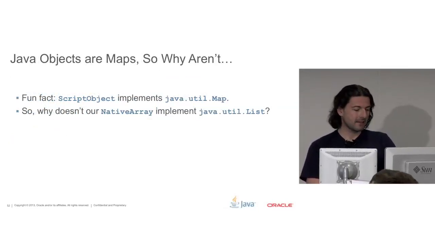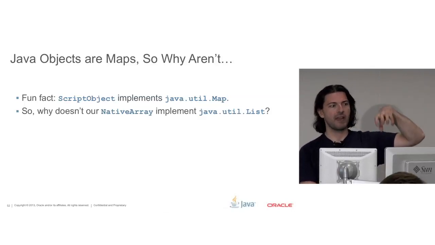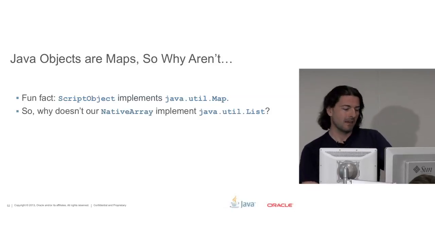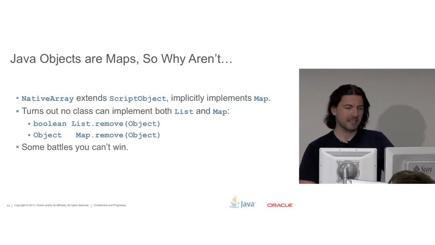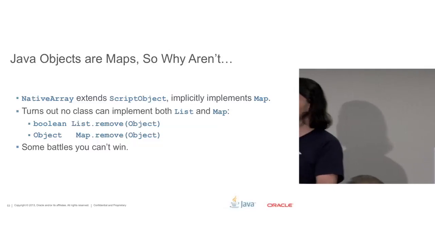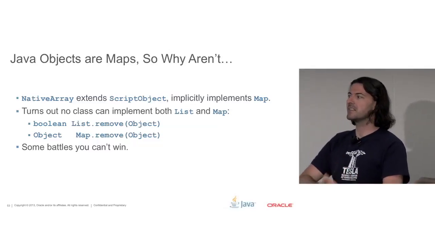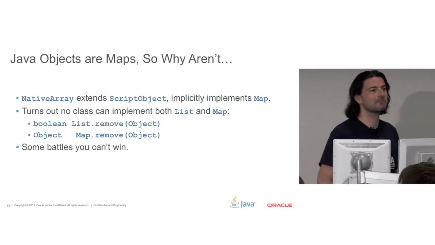Our native arrays don't implement the list interface. The reason for that is that their parent, which is the script object, right? In JavaScript, array is descended from object, and object does implement map. And arrays don't implement list. Why is that? Well, it's because there's no way to make a class in Java implement both list and map, and that's because the signatures for remove are incompatible between the two. Yeah, but you are invited. Can't win.